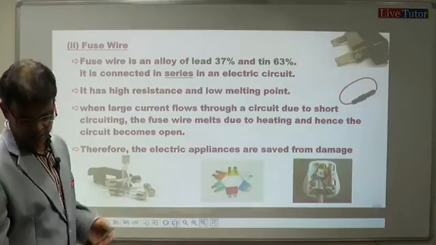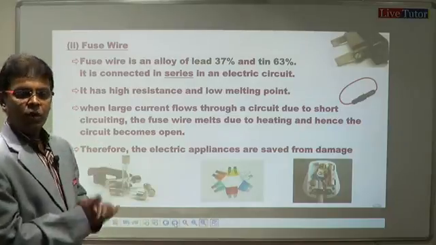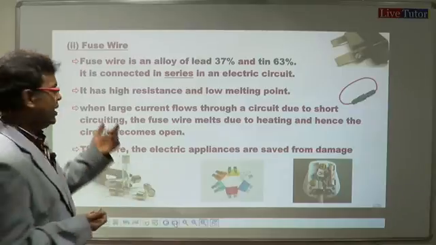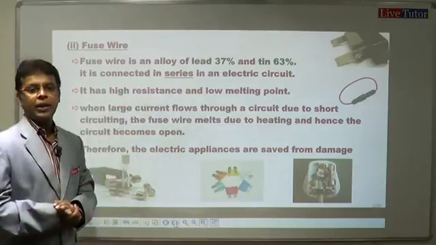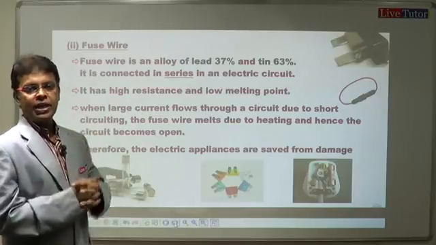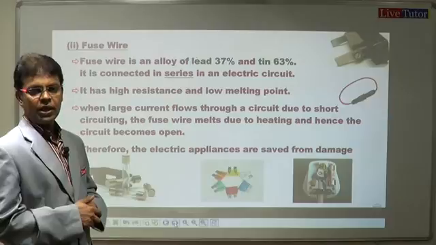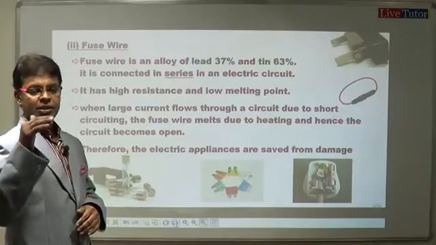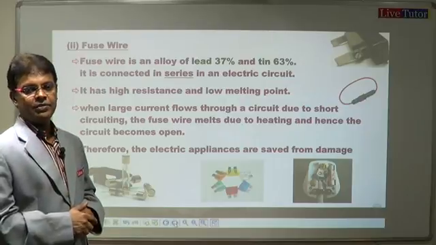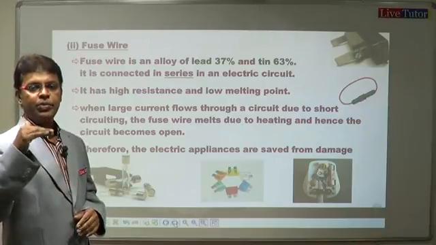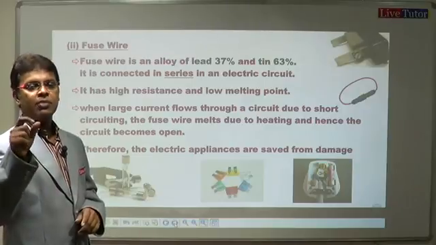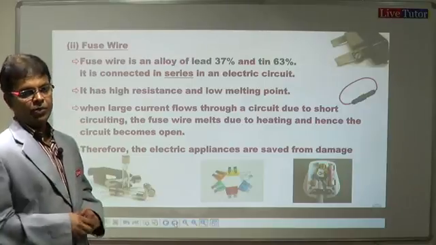In the previous one, we had both a high specific resistance and a high melting point. Here, high resistance but low melting point. Why low melting point? So that when a very high current is flowing, what will happen? Very high in the sense that it is not as per the desired value. If there is any value which is beyond our desired value, then what will happen? This will start melting. That is why you should have a very low melting point.